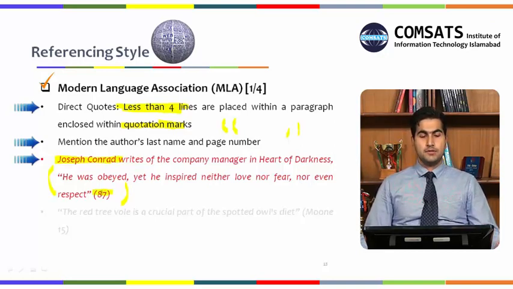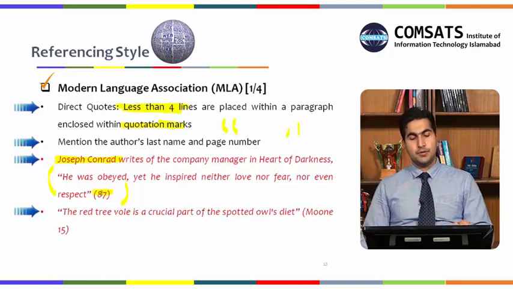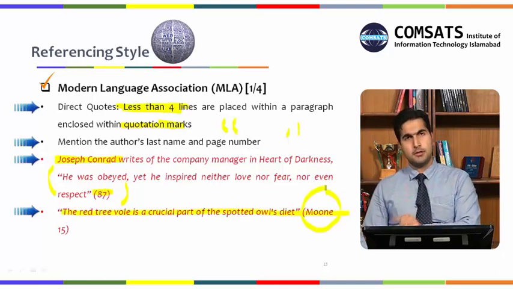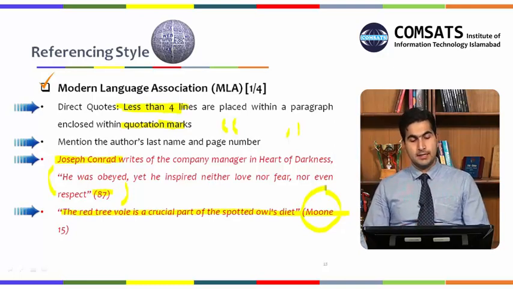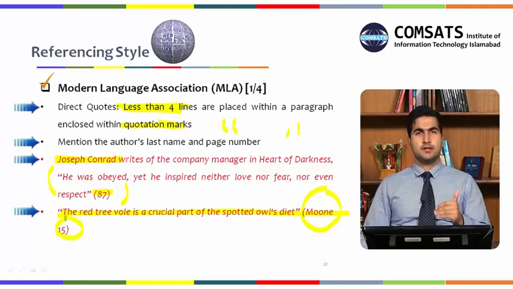Then style number 2 is: the red tree vole is a crucial part of the spotted owl's diet, and then you have closed the quotation marks, then over here the name of the author, then the page number. So these are two ways of citing, especially in the case of less than 4 lines.